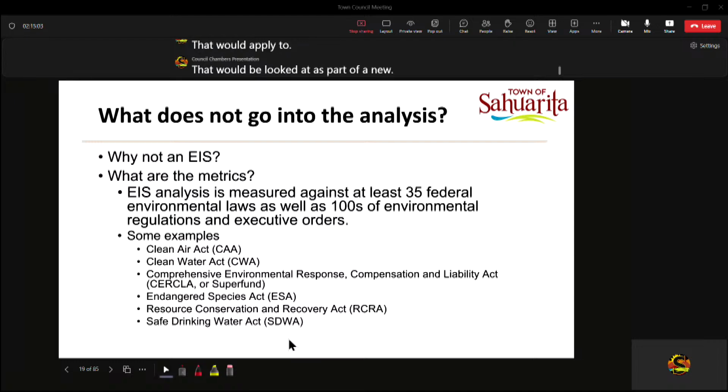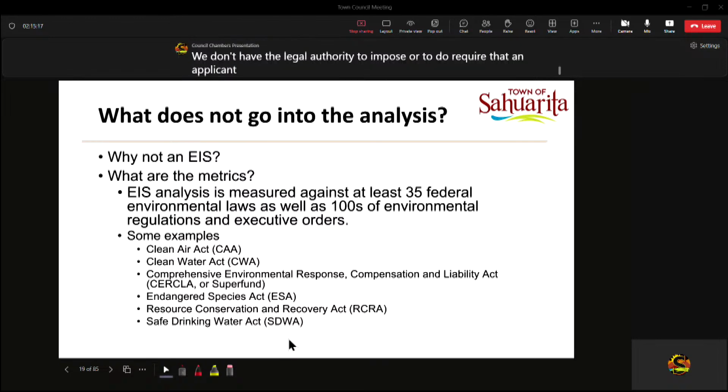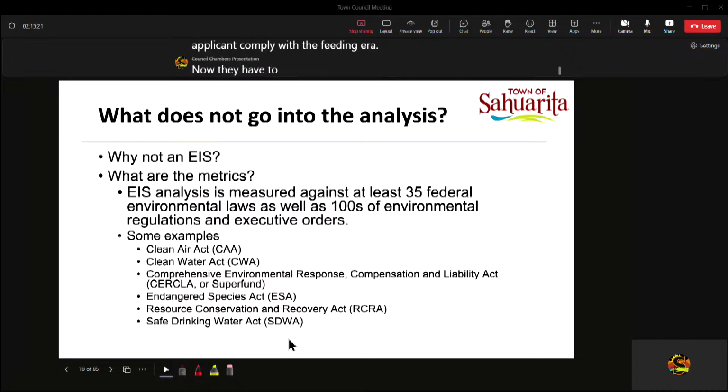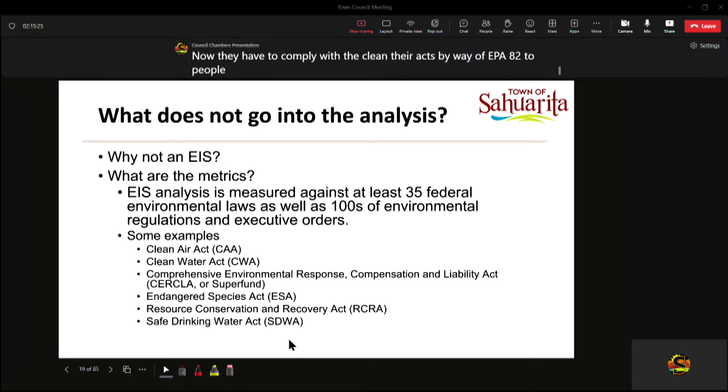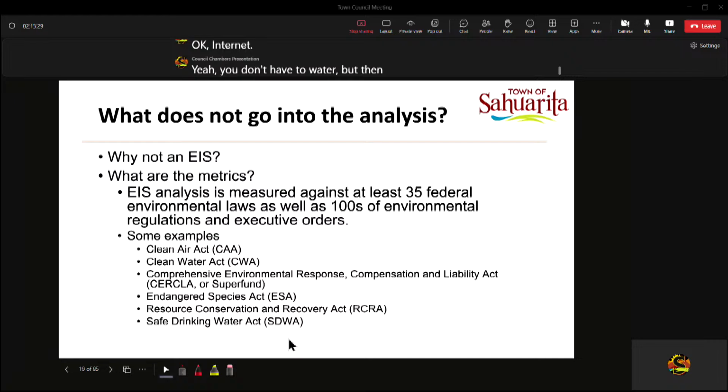Wow. That just doesn't work in our situation here. We don't have the legal authority to impose or require that an applicant comply with the Clean Air Act. Now, they have to comply with the Clean Air Act by way of EPA to ADEQ to PDEQ in a particular case, or the Clean Water Act. But again, the town has very limited jurisdiction in imposing those things.